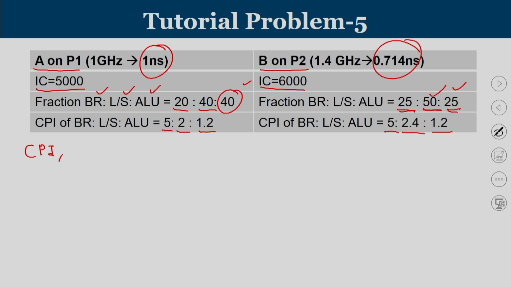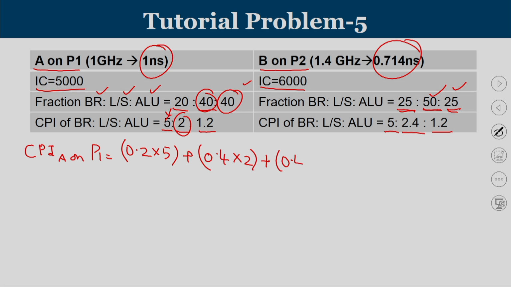So, CPI of program A on P1, so we have 0.2, that is 20% of the instructions are branch. So, 0.2 into 5, plus 40% of them are load store instruction. So, 0.4 into 2, plus remaining 40% are ALU instruction. So, they are having a CPI of 1.2.